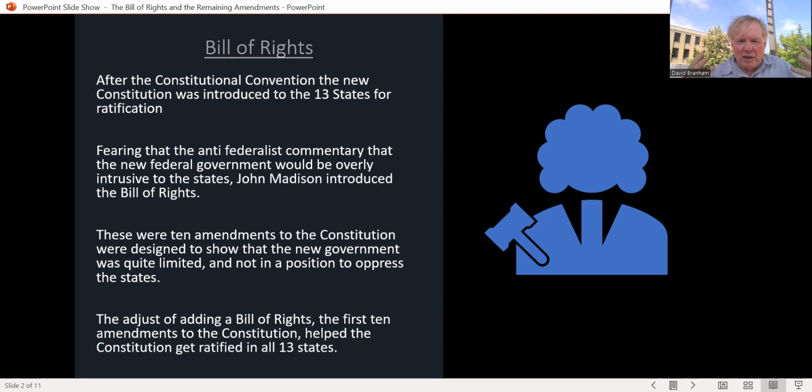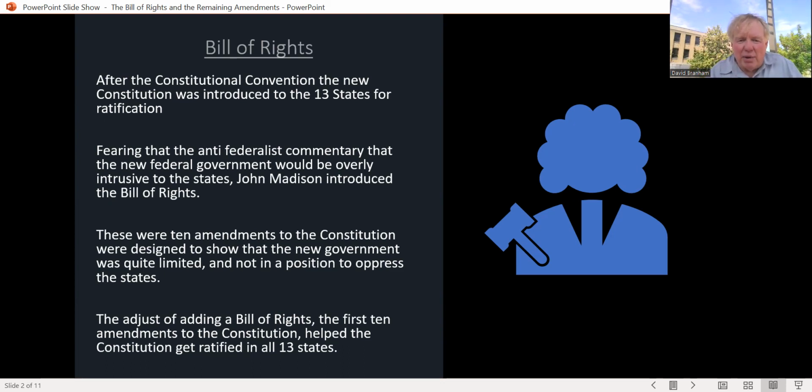Now, the Bill of Rights were basically 10 amendments to show that the government was very limited. James Madison said about the Philadelphia Constitution, if this Constitution doesn't say that the federal government can do it, then it cannot do it. And so our new federal government is going to be very limited. But the people just feared that that wasn't the case. So he introduced these 10 amendments. And these 10 amendments were boundaries on the federal government, saying, okay, the federal government cannot do this.